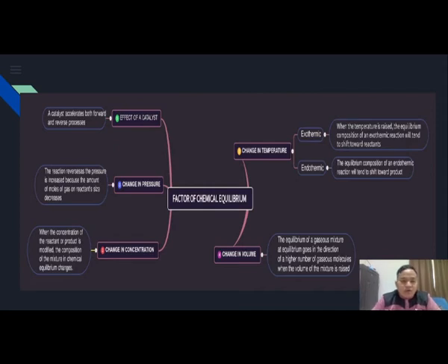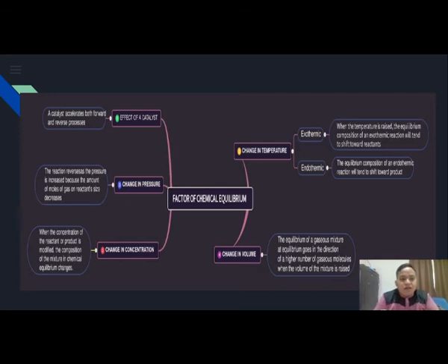And the fourth factor is change in the pressure. The reverse reaction occurs when the pressure is increased, because the amount of gas on the reactant side decreases. It means if you decrease the volume, you get a higher pressure, and the reverse reaction occurs. And lastly is the effect of the catalyst.